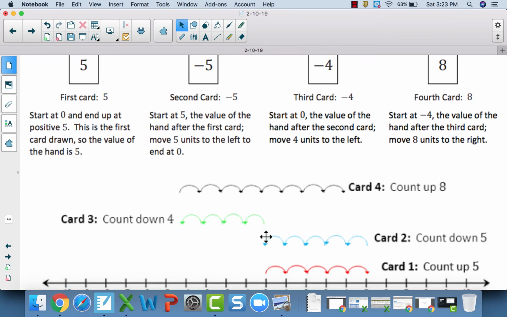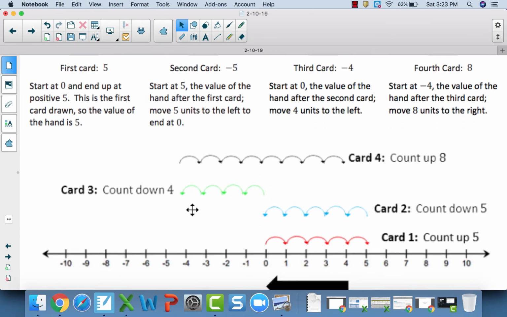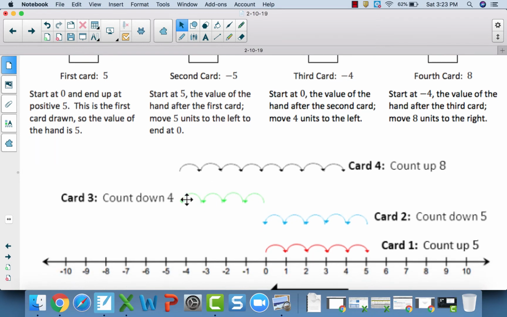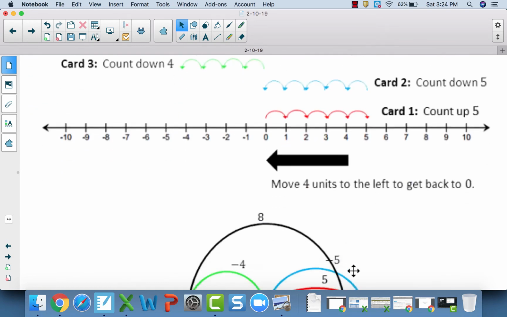Then the third card is negative 4, so we start where that previous card left off, which is now 0, and we are counting down or to the left 4. That got us to negative 4. And then our final card is a positive 8, so we once again finish from where the previous card left off and count up 8, and we ended up at a positive 4.